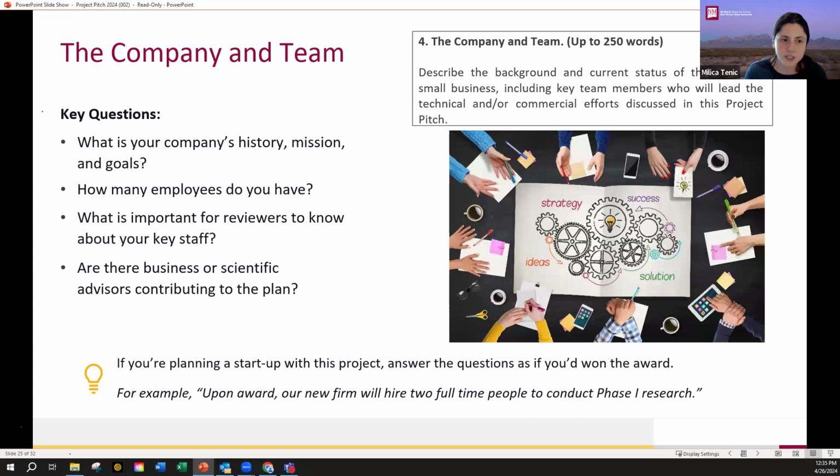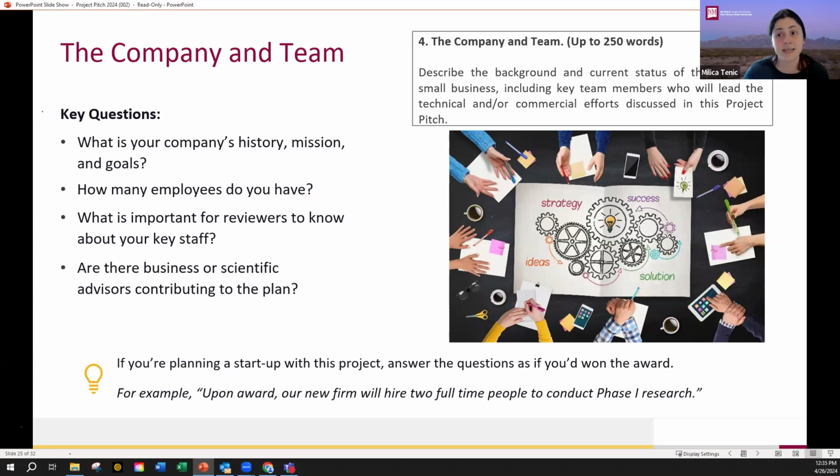So here are some key questions to consider as you are developing this section. What is your company's history, mission, and goals? How many employees do you have right now? You can also allude to employees that you will have in the future. What is important for reviewers to know about your key staff? I'll talk about this in just a second, but there are specific things you want to include. And are there any specific business or scientific advisors that are going to contribute to the plan?